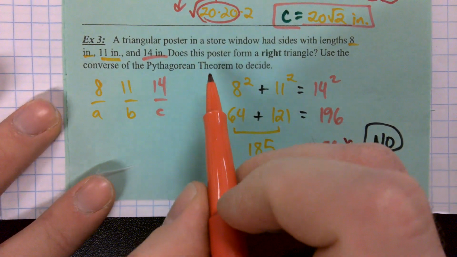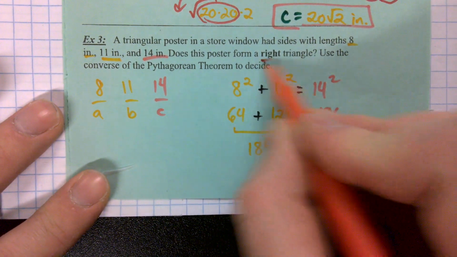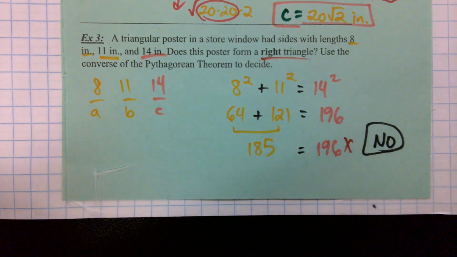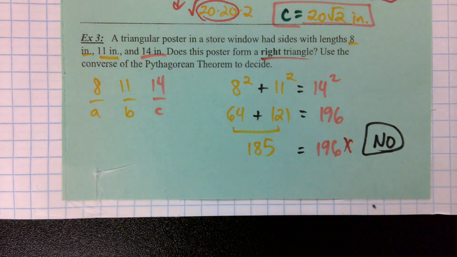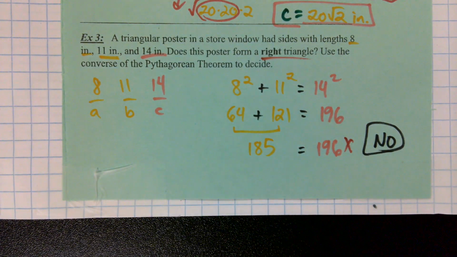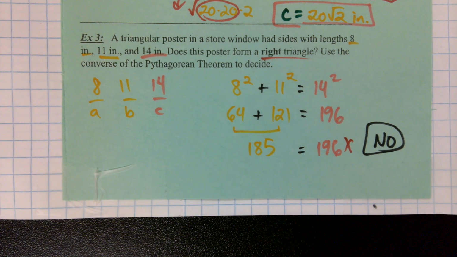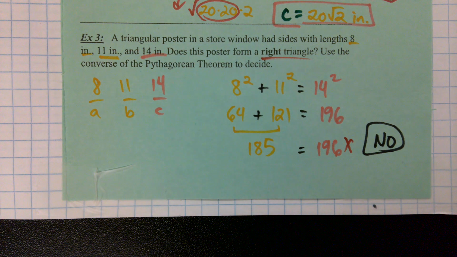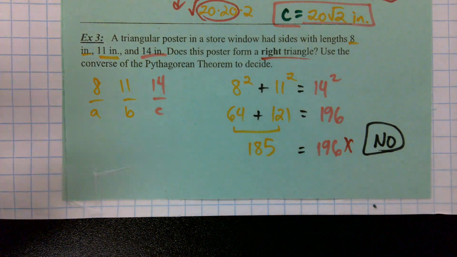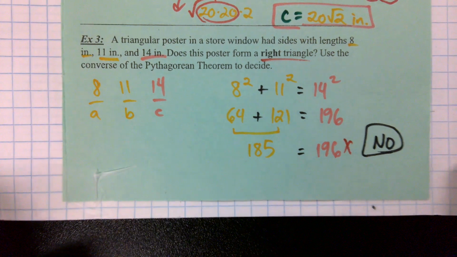So, even though this poster does form a triangle, it does not form a right triangle. The question being asked is, does this poster form a right triangle? The answer to that question would be, of course, no. All right? That one's not bad, right? That's just the same as our other converse Pythagorean theorem problems. All right.